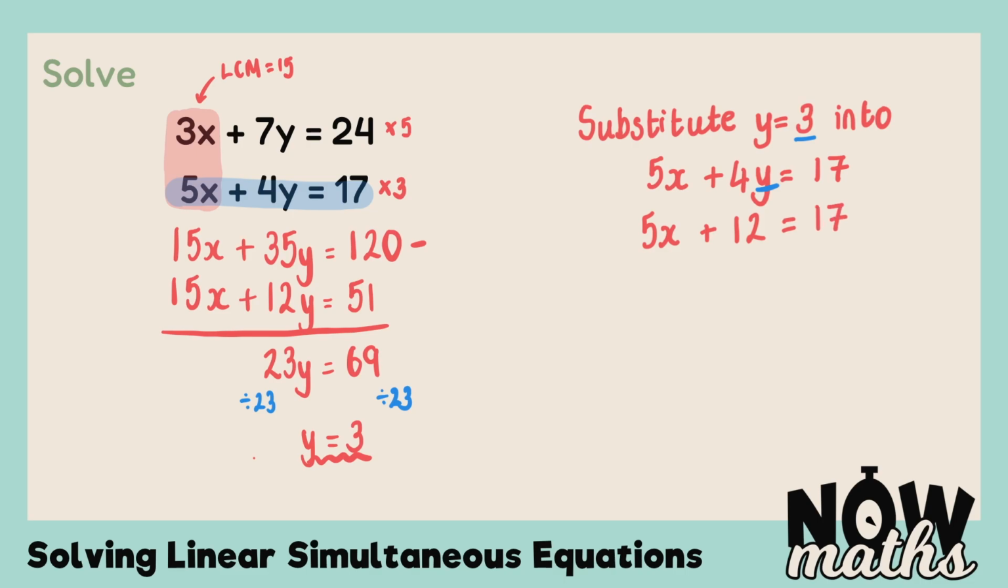And then solving for x, we subtract 12 to give 5x equals 5. And then dividing by 5 gives us a solution of x equals 1. So our final answer is x equals 1 and y equals 3.